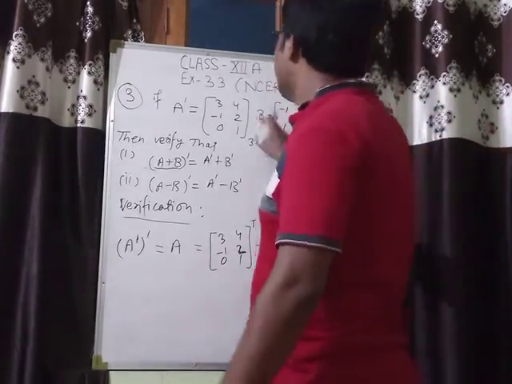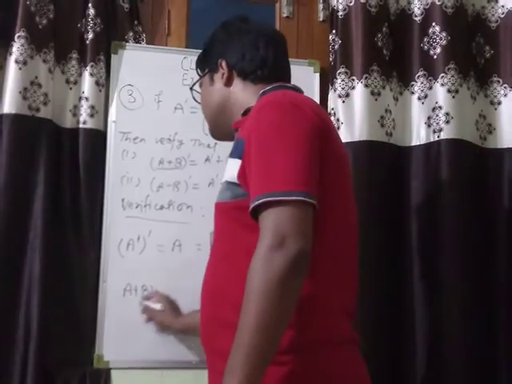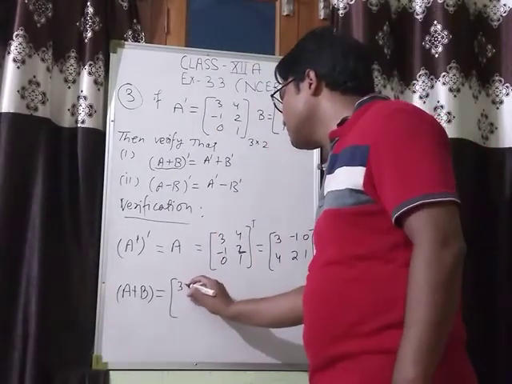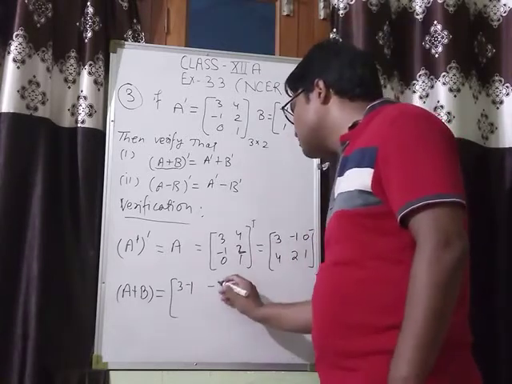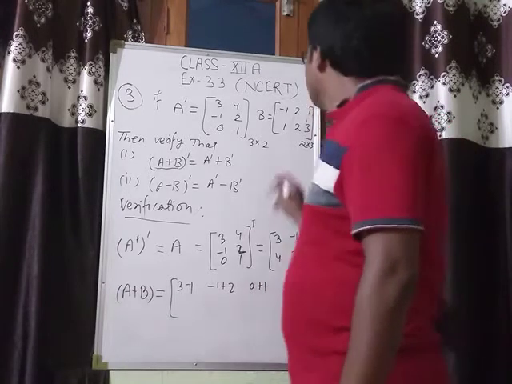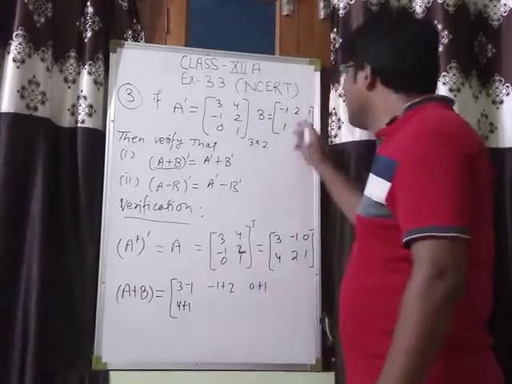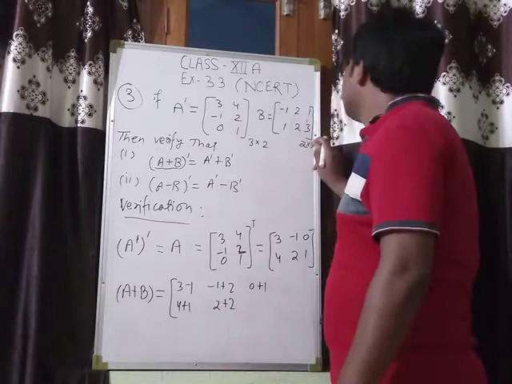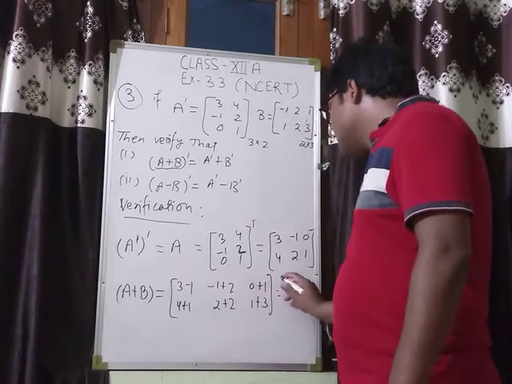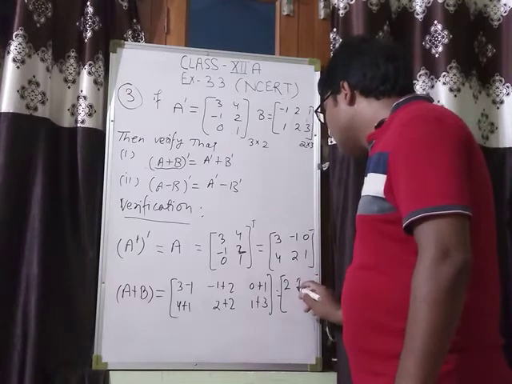Now B is here. Now find A plus B. A plus B will be: this is 3 and this is minus 1, so 3 minus 1. Minus 1 plus 2. 0 plus 1. 4 plus 1. 2 plus 2. 1 plus 3. So it will be equal to 3 minus 1 is 2, 2 minus 1 is 1, and 1 plus 0 is 1.